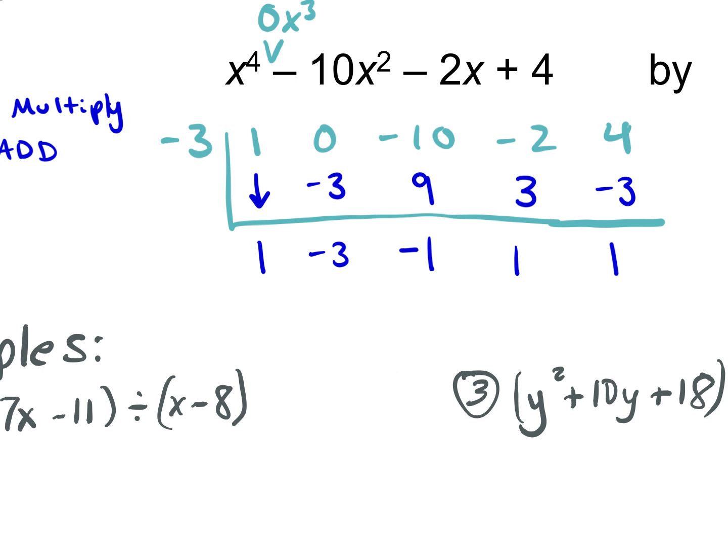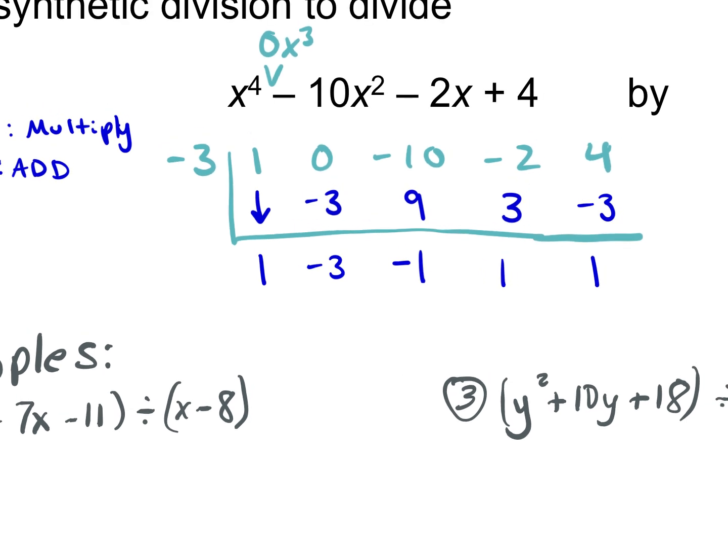Now what we have here are the coefficients of your actual answer. So what we want to do is put the variable parts with them. We always start our answer with one degree less than what the question started with. So if I start with x to the 4th power, my answer is going to be one less than that, so x to the 3rd power. Then minus 3x to the 2nd power, we just decrease from there. Minus x plus 1. The very last number is going to be your remainder.